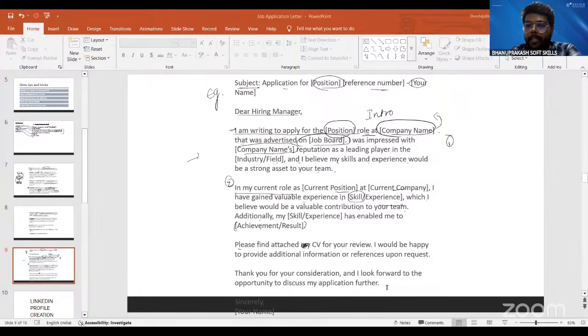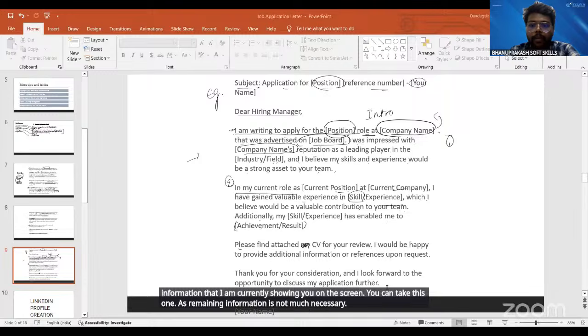Like, you can take the pictures while I'm explaining, right? Not every piece of information is important here. I mean, the information is important, but not every slide is important, right? So you can just take the pictures of whichever slide you feel is important to you. Just like the information that I am currently showing you on the screen, you can take this one, as the remaining information is not much necessary. However, listen to what I've spoken.